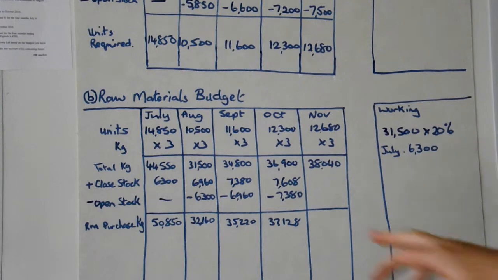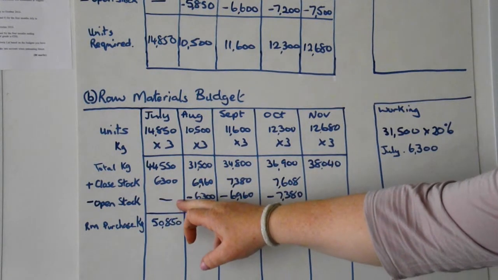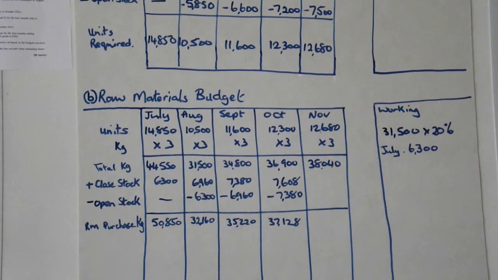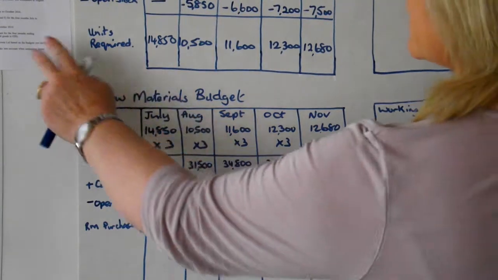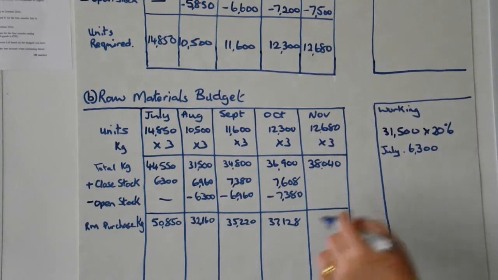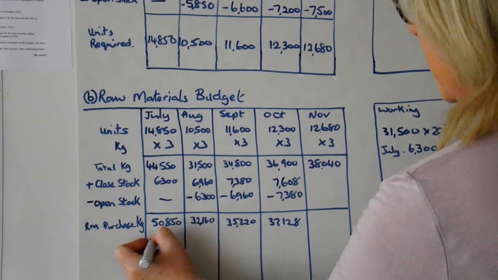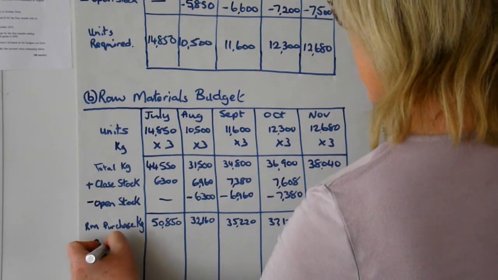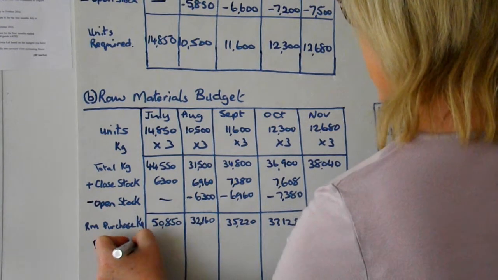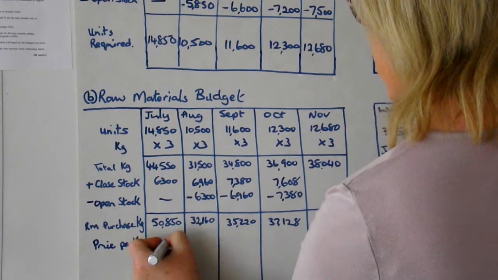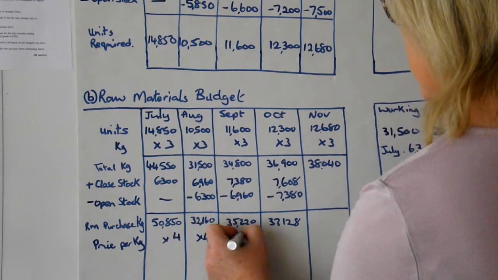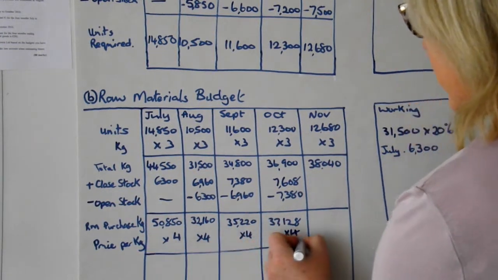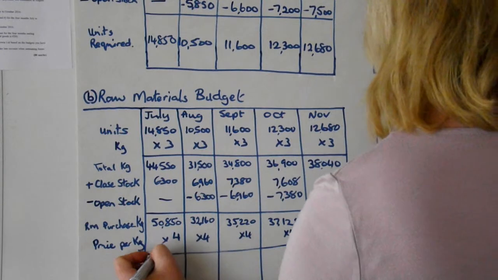So your total kg plus your closing stock minus the opening stock gives you the raw material purchases required in kg or units, which is one of the pieces you're asked for. And now that we have the units, we can multiply by the cost per unit. The price per kg here is €4, so you're multiplying each of these by 4. Again, just a very quick calculator job there, and you get your totals.